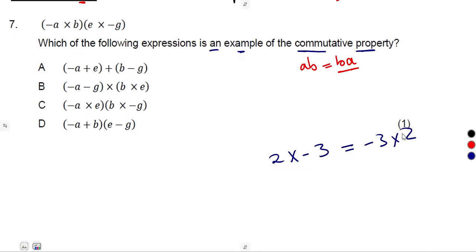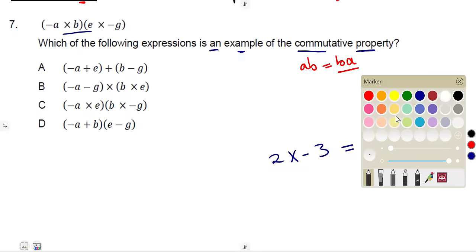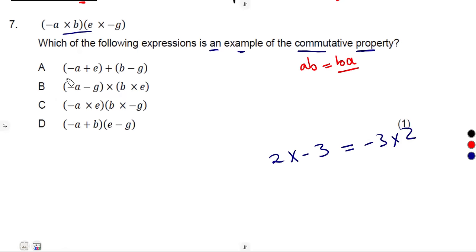Commutative property. It's a multiplication that we are given here, so definitely we are going to look into the multiplication. So A is totally out. It's an addition that we are seeing there. All right, on this one there is a subtraction in this bracket, so this makes C out. Let's move on to D. D is totally out. Addition. There is a subtraction here. We are talking about multiplication, guys.